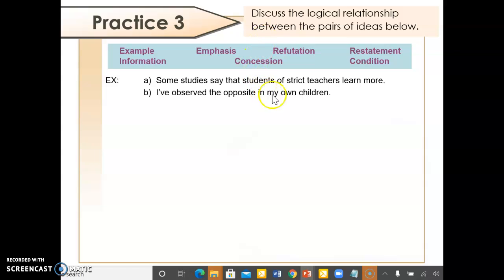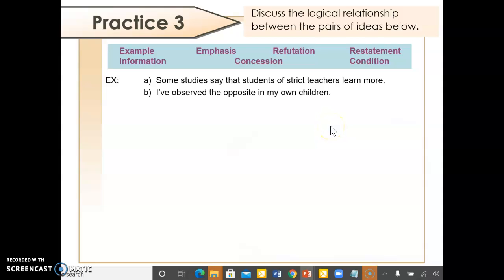So if we take a look here at this example, some studies say that students of strict teachers learn more. I've observed the opposite in my own children. What you want to think about is what is the logical relationship there? Is it example? Is it adding new information here in the second sentence? Is the second sentence emphasizing something? Or is it agreeing? Or is it disagreeing? Or is it restating something? Is the second idea a condition or a result of a condition of the first sentence?